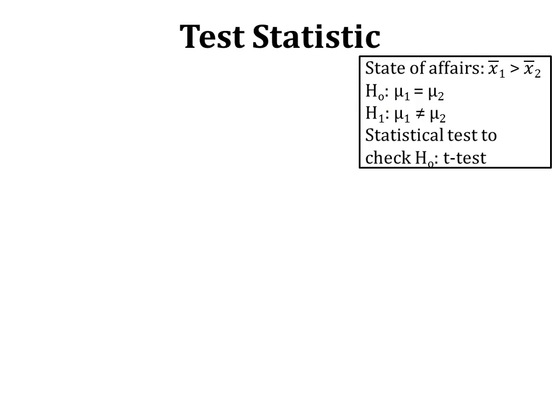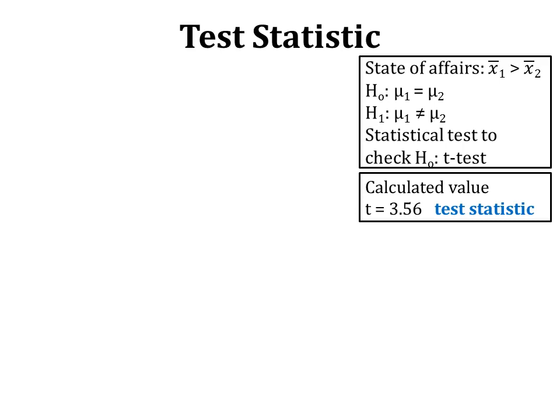We are going to use the same example of skinks to understand what this test statistic is and how it should be compared with the table value. Our state of affairs was that the sample means were different, the null hypothesis was that the population means are the same, and the alternate hypothesis was that the population means are different. We have to use a statistical test to check whether the null hypothesis is true or not. And because these were mean values, in this case we're going to use the t-test.